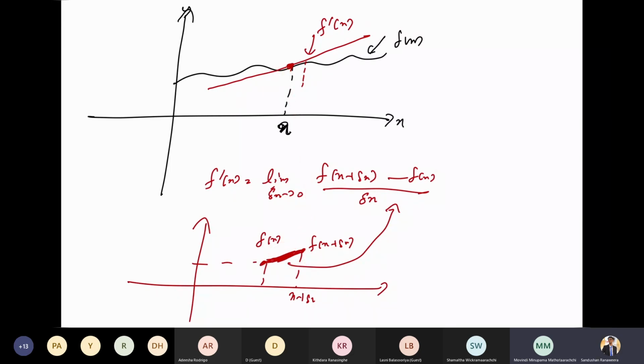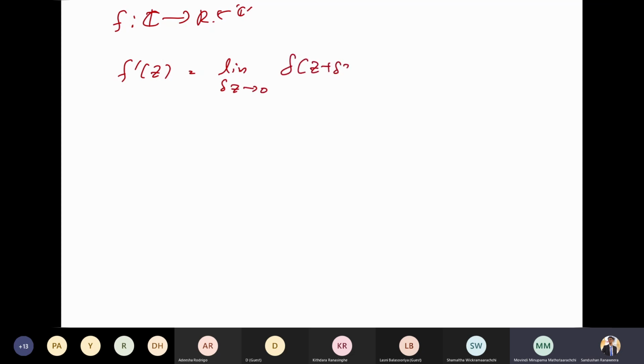So I write a similar expression for my complex valued function. Okay, let's say I consider a function like this, from the complex plane. Now I evaluate my derivative. Actually, you can extend it to the complex plane, but I take this because it is more familiar. I will define something like this: delta z goes to 0, f of z plus delta z minus f of z, divided by delta z. Now let's visualize this in a complex plane.